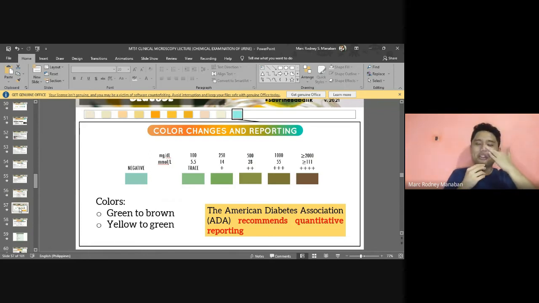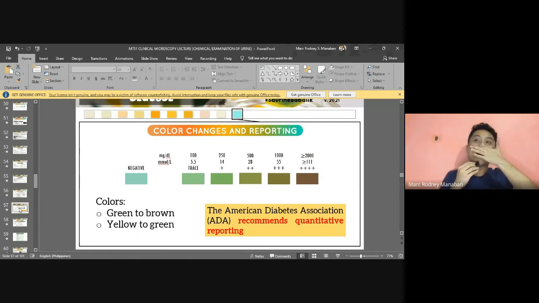Sorry. What are the expected color changes of your reagent strip? You have yellow, green to brown, or yellow to green, depende again sa imuhang manufacturer. So again, the darker the color, the higher the intensity of color, the higher the concentration of glucose. Now for ADA, American Diabetes Association, it recommends quantitative reporting.